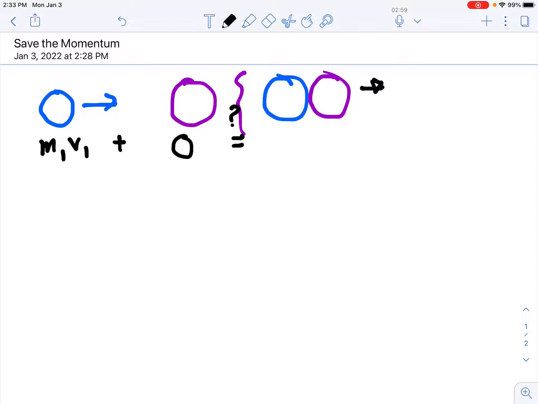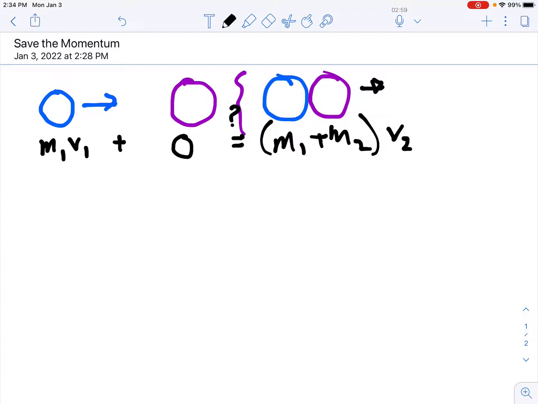And then on this side, because they're moving together, you would write m1 plus m2, that whole quantity, times v2. So some new velocity. Okay, so there's my general equation. And then we would plug our numbers in, and you guys would actually plug your numbers in that you got and see, does it actually equal, and then go from there. Okay, so that's how you're going to set it up.